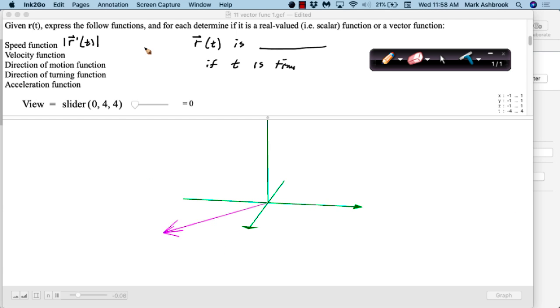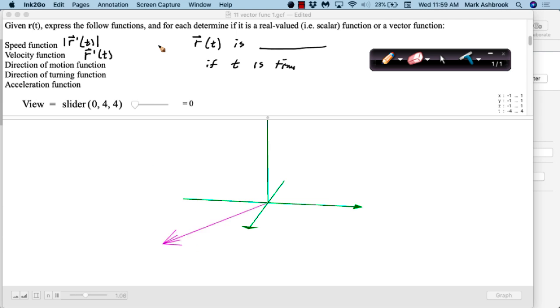Velocity function. Justin, what's that? Is it the same as speed? The exact same thing? So velocity now includes direction with it. Not only does it have speed, but direction. So what would it be? Yeah, it'd just be the derivative, r prime of t. Vector function or scalar function? Vector function, right? At any time t, there's a speed and a direction. And that vector is the value of the function at time t.